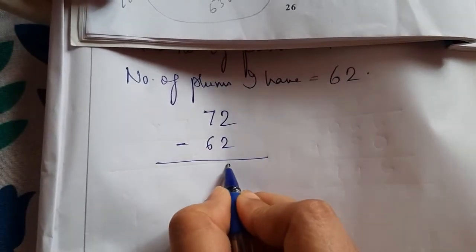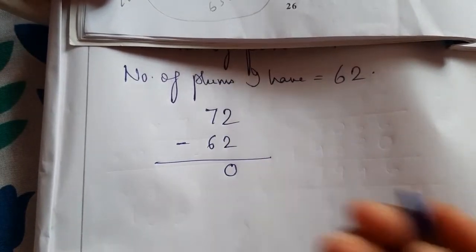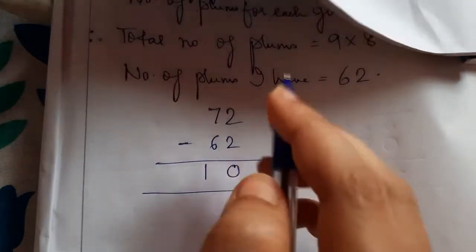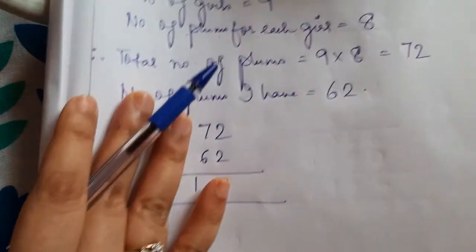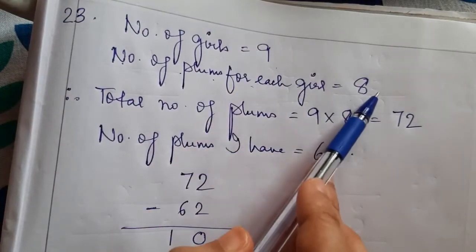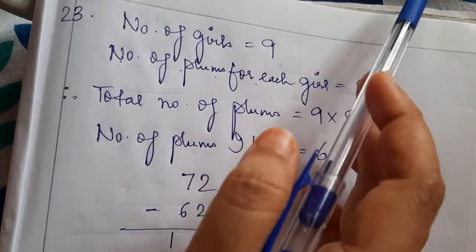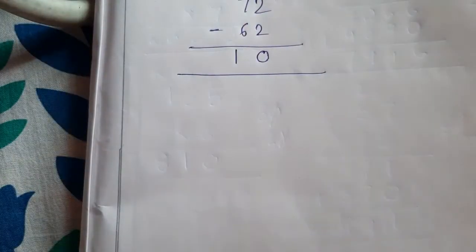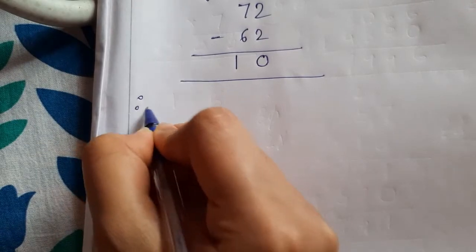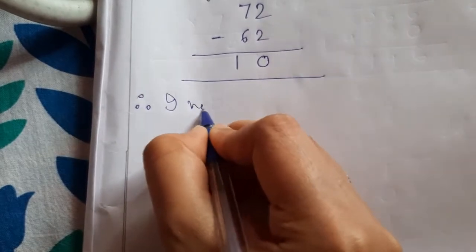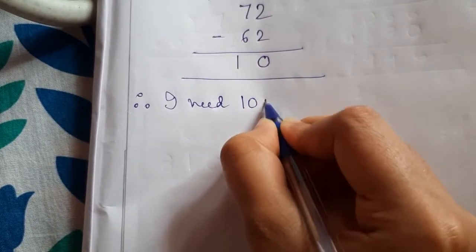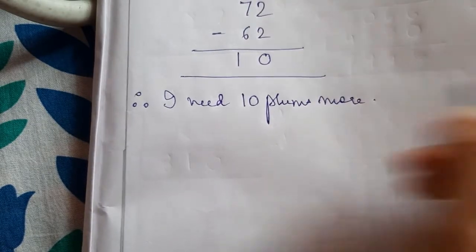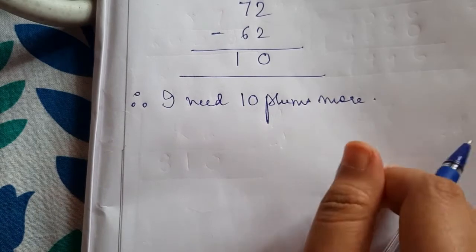2 minus 2 is 0. 7 minus 6 is 1. So I need 10 plums more to give all my 9 friends 8 plums each. So the concluding statement will be, you have to write the concluding statement, right? I need 10 plums more. Done. I need 10 plums more.